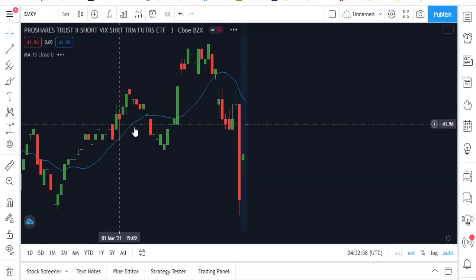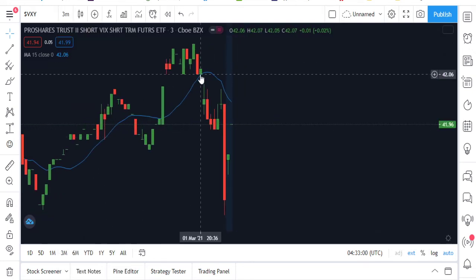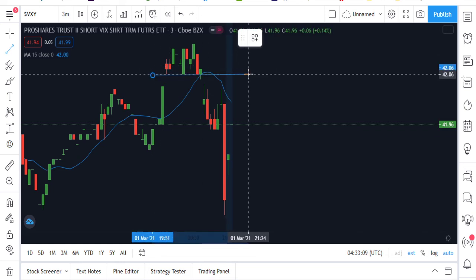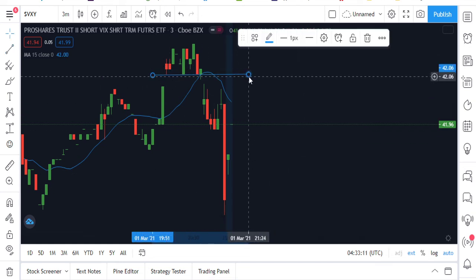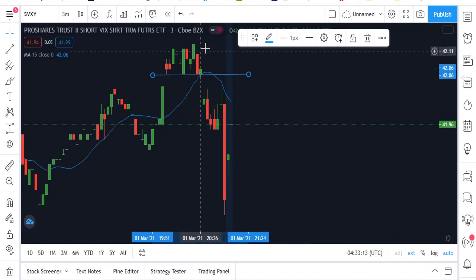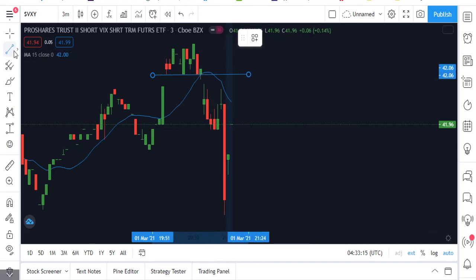Let's go down to a 3-minute chart here. See how it went below here? Went below the 42 line. So we got support right there. I'll just draw a little support line. So there's your support line right there. We'll get into support and resistance in maybe the next video.